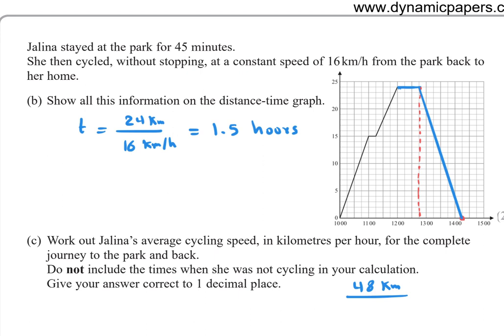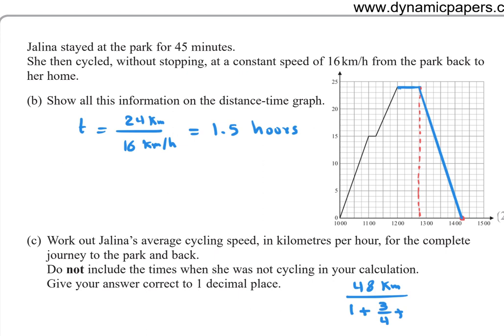And for the total time, if you exclude the times she was not cycling, so for the first line, the time 1 hour, so 1 plus. For the second line, the time 45 minutes, so 3/4.